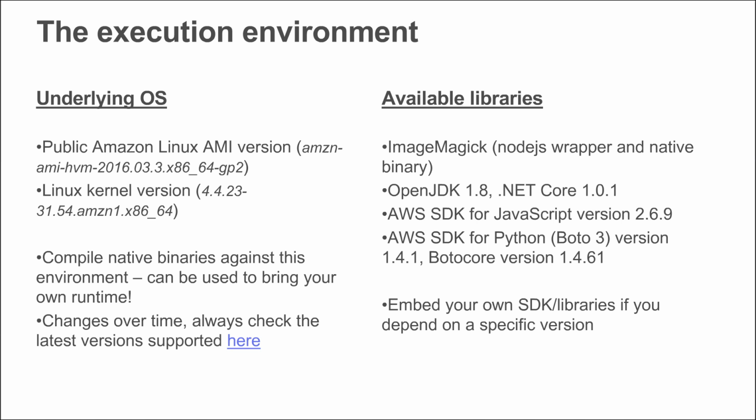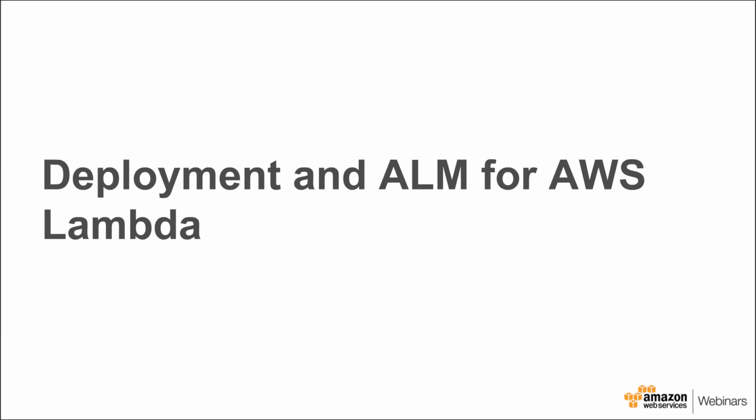Also, there are some libraries which we have made available by default. We have a few ImageMagick Node.js wrappers and native binaries. We have different versions of the JDK, .NET Core, and SDKs for different languages. Some of these are already built in. Some of these you might have to bring in yourself when you are compiling the functions. For example, we don't have a Java SDK in here because the Java SDK needs to be compiled with the code into the jar when you're uploading it. While these binaries are available by default, in case you have a dependency on a specific version of the SDK or library, you can bring in your own custom SDK. And again, remember, these libraries also change over time. So make sure you're looking at what library is available if you're taking dependencies on specific SDKs.